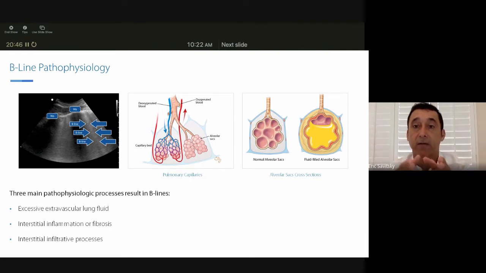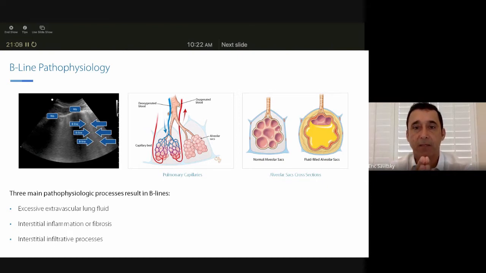Similarly, you can get very similar patterns. Some people have described the B-lines as potentially being a little bit thicker with interstitial inflammation or fibrosis. So think of all your patients that develop interstitial lung disease and fibrotic changes. Those same B-lines can be seen in those disease processes. And then the interstitial infiltrative process, connective tissue diseases, sometimes malignancies, can lead to that.